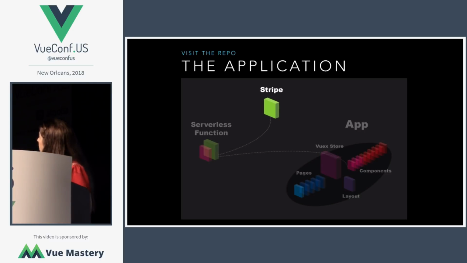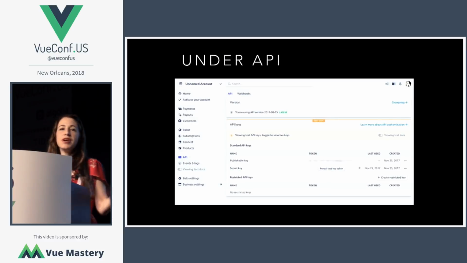So we're going to talk about our serverless function and our app, but we're going to start with Stripe because that's the easiest part to set up. So you create your account. Once you confirm your email, you go into the sidebar in the dashboard where it says API. This will show you your testing keys. It's already all set up for you.